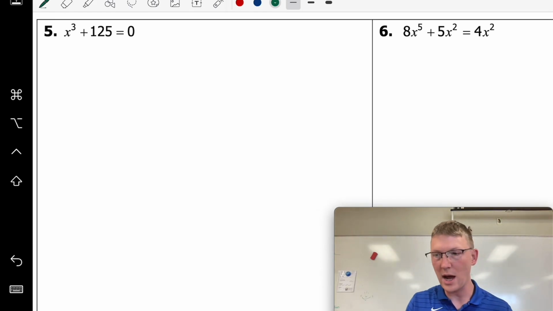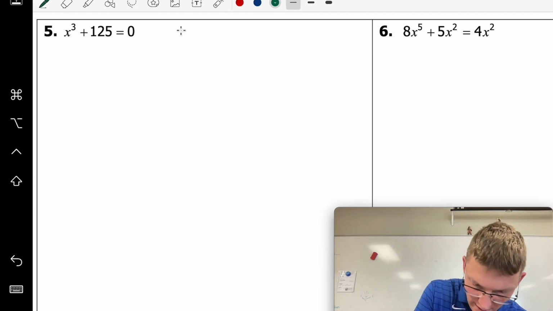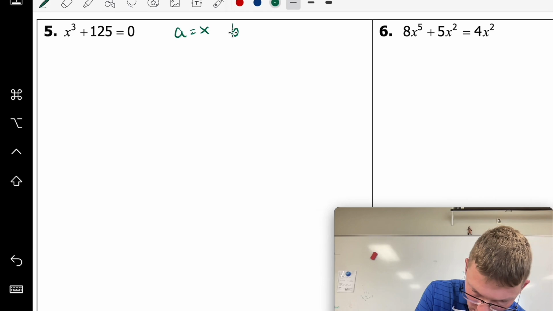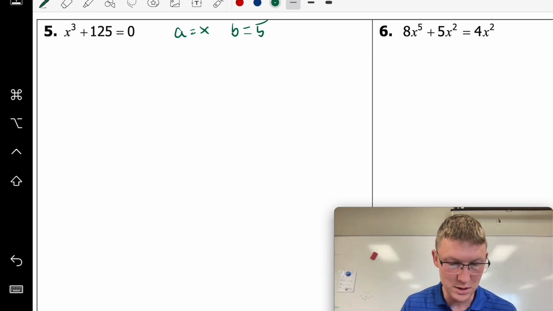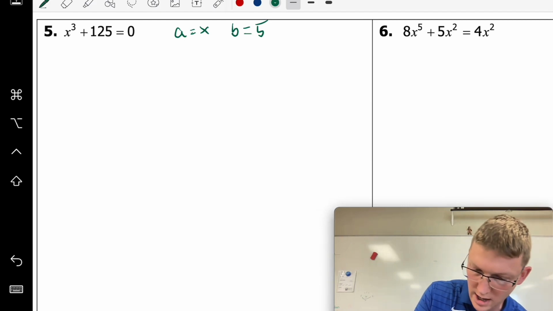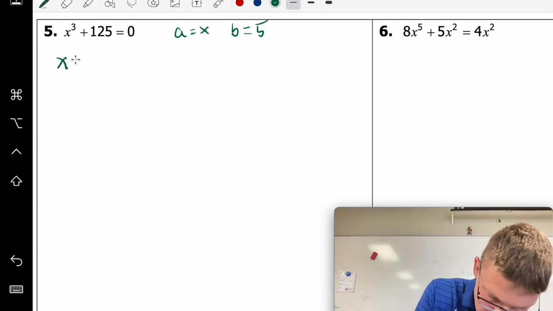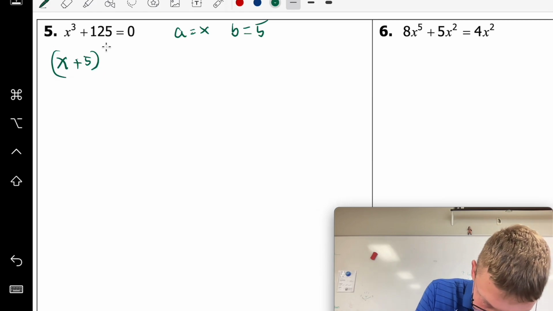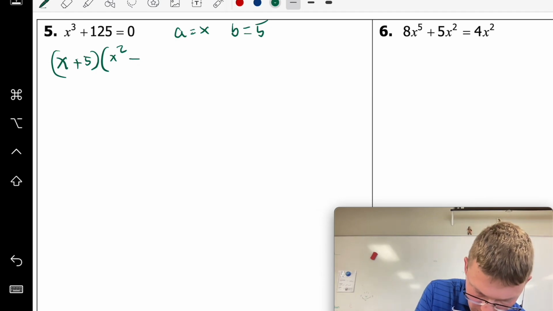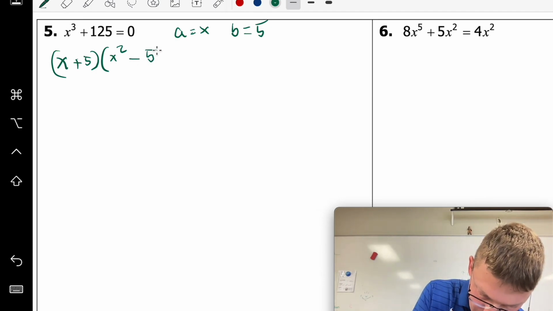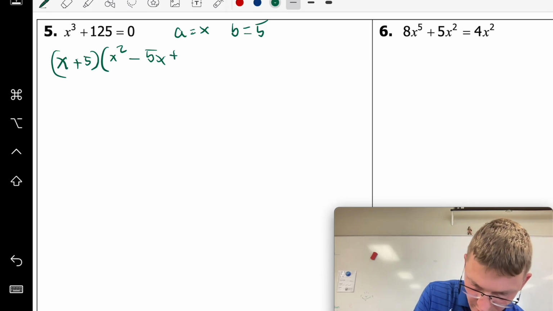So we've got a sum of cubes, and so that means that our A is going to be x, our B is going to be 5, and I'm using this cheat sheet, we're going to use our sum of cubes pattern to factor this. So that means we're going to have x plus 5, x squared minus 5x plus 25.